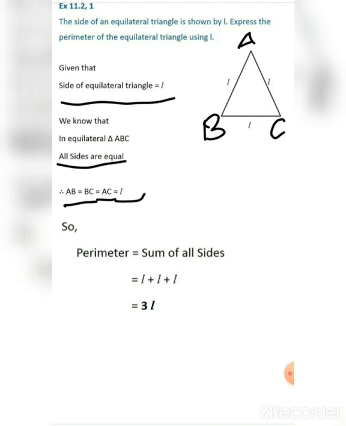So perimeter of any closed figure is equal to sum of all sides. So here three sides are there. So we'll take l plus l plus l, and this together gives 3l as the perimeter of the equilateral triangle. So I hope the question is very much clear and easy to comprehend. Please do it. Next, moving to the next question.